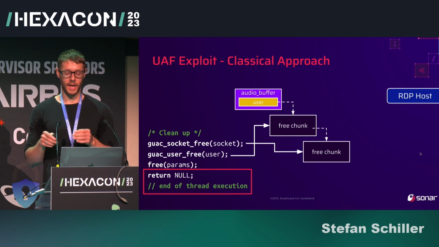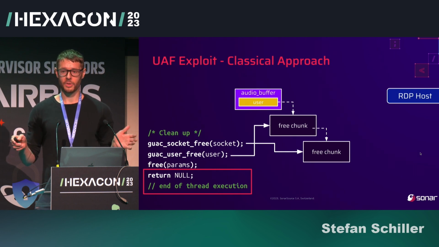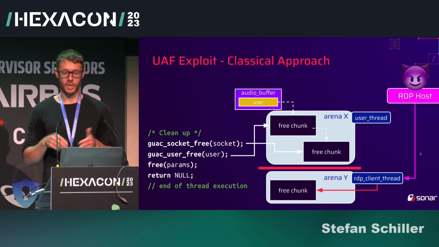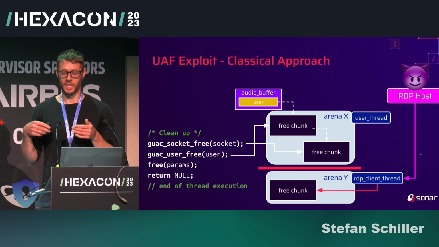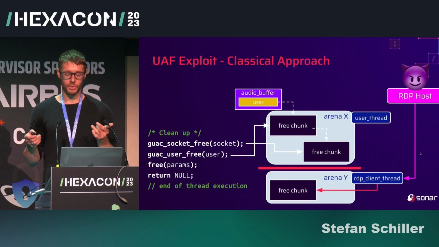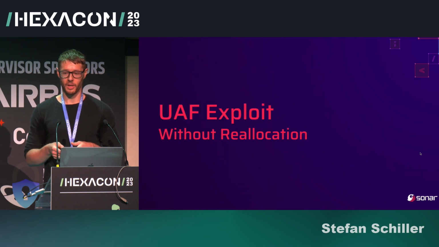The chunks are freed right before the thread ends its execution. So it's not possible to do any reallocation in the thread. The user connection is just closed. We could make an allocation from the RDP connection, which is handled by the RDP client thread and is still alive. But the problem here is that since this is another thread, it's also attached to a different arena. Every allocation we make is served from this arena. We are not able to reallocate the freed socket residing in the other arena. So this classical reallocation approach doesn't seem to work. Thus, we need to come up with something else.